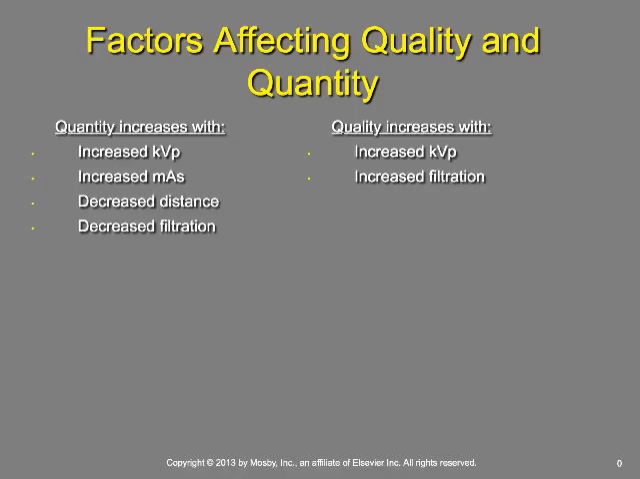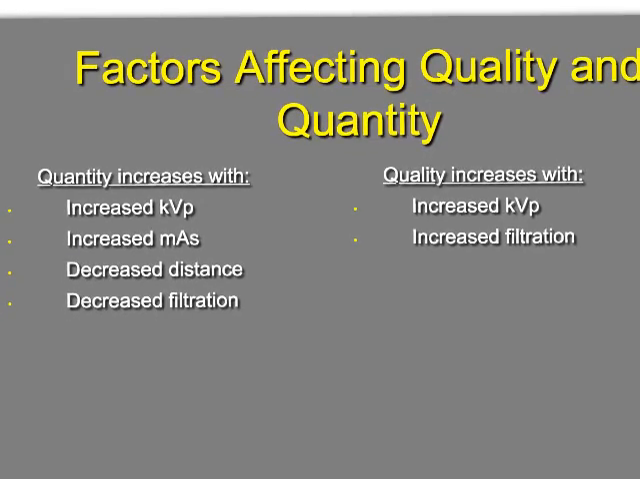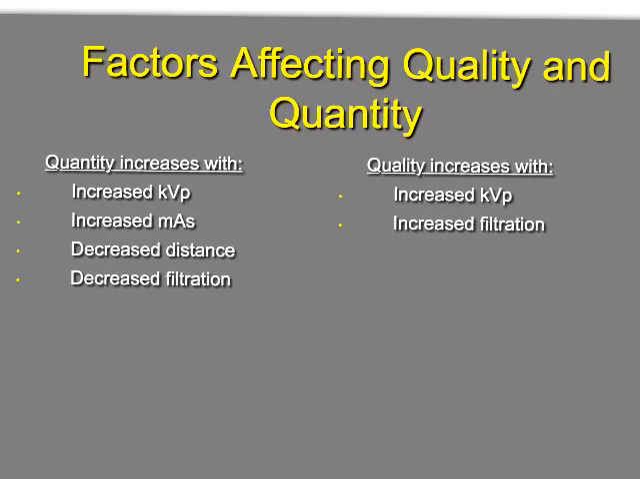So, we'll go through this one more time. The factors affecting quality and quantity: I said that quality we've related to beam penetrability. It's how much of the X-rays can pass through, what power they have. Quantity, we've said, is the number of X-ray photons. So again, quality we typically relate to kVp, and quantity we typically tie to mass. That's not perfect, but it's close, right?